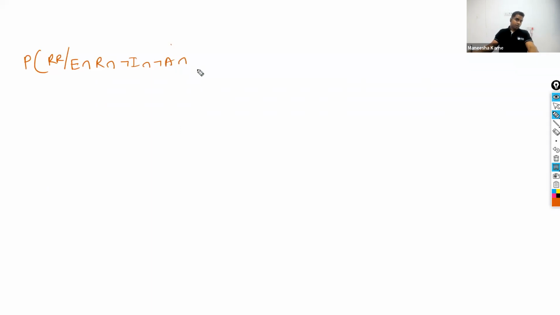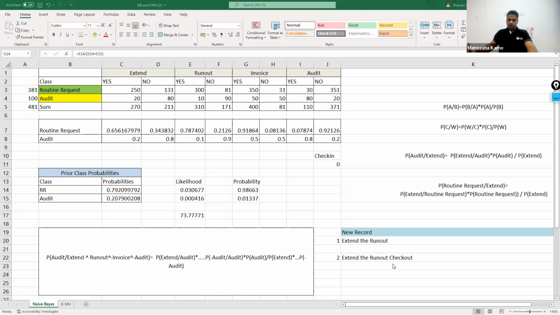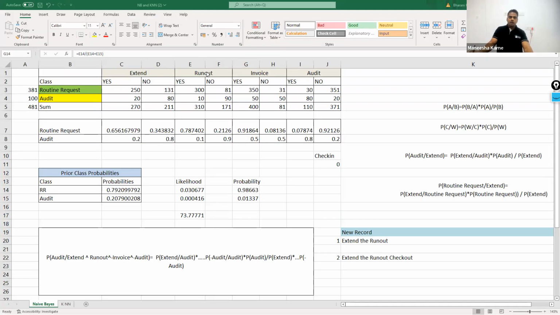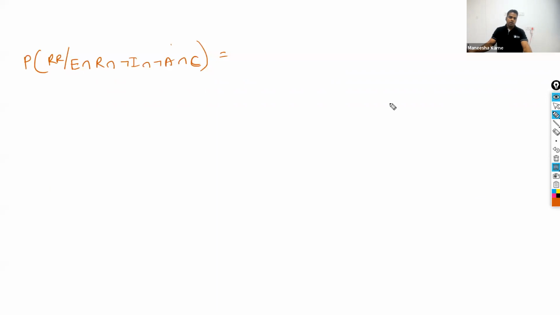And there is another thing which is coming up. It has the word what? Checkout. It has the word checkout also. You have the word checkout also, right? It's a new word which was not even there in your training data set. In training data, what are the words that you had? Extend, run out, invoice, and audit. In this training data, do you have the word checkout? No, we do not have.